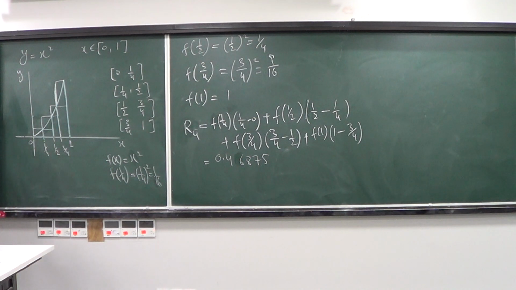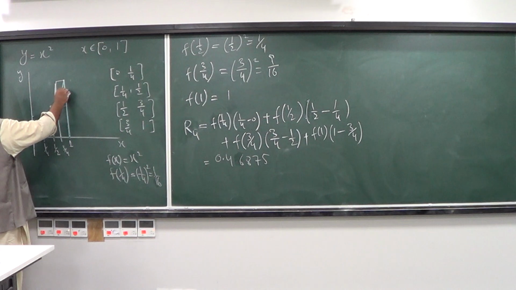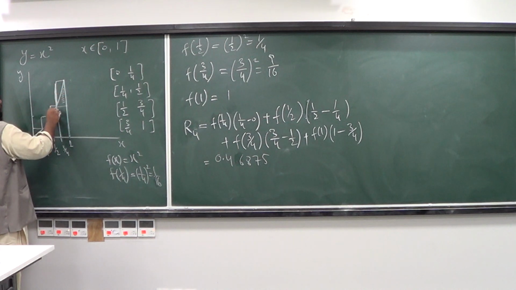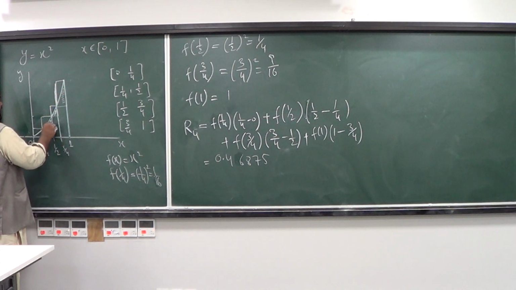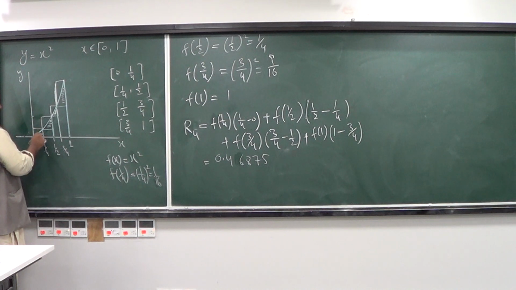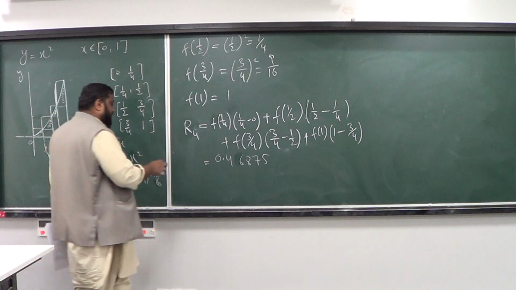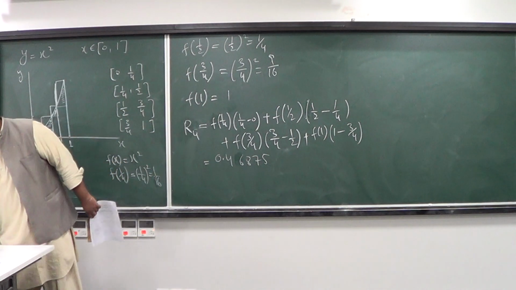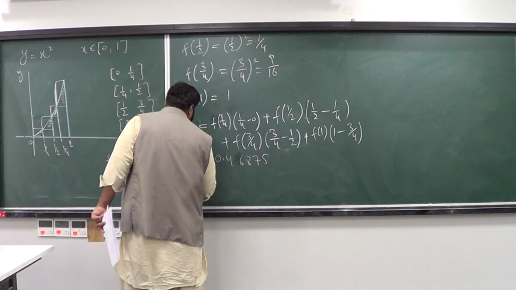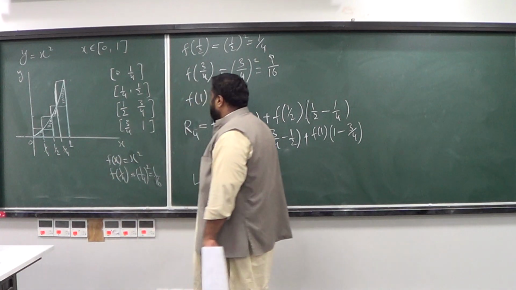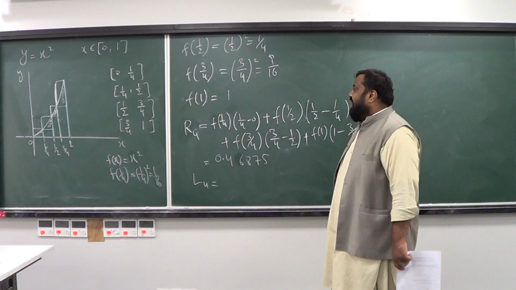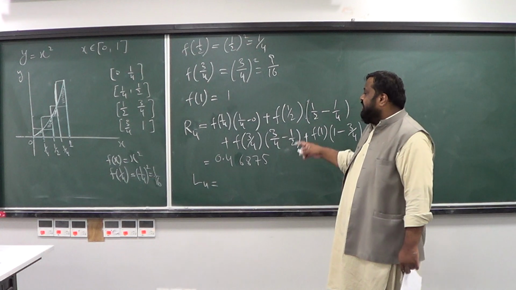Again, you have a lot of trouble because these are the spaces which are not filled by the blue rectangles. Let's call the area of these rectangles L4. So what should be the recipe for L4? The same as what you did in case of the right hand point.